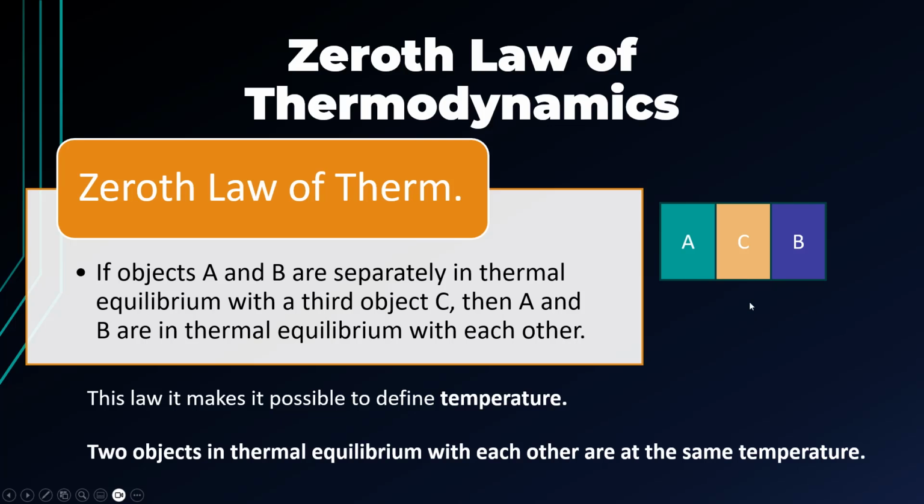And this is a law that makes it possible for us to define what temperature is, right? Objects that are in thermal equilibrium with each other are at the same temperature. So basically what this says is that if objects A and B are separately the same temperature as object C, then A and B also have to be the same temperature.